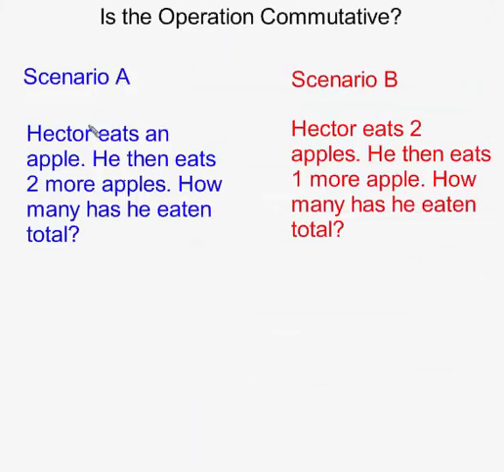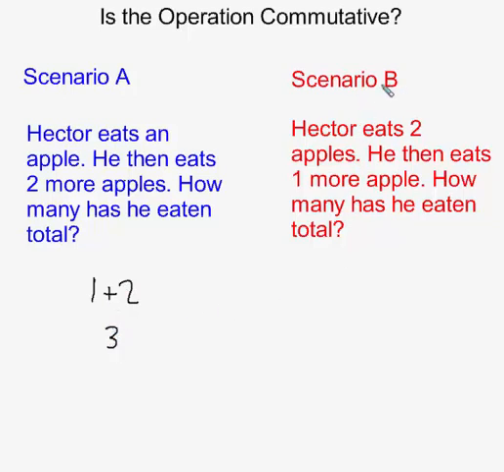Scenario A: Hector eats an apple, so I'm going to write the number 1 to indicate that he has eaten one apple. He then eats 2 more apples, so we would add 2 more. And the question is, how many has he eaten total? So he ate an apple and then he ate 2 more, which means in total he ate 3 apples. So our numeric answer to scenario A is 3.